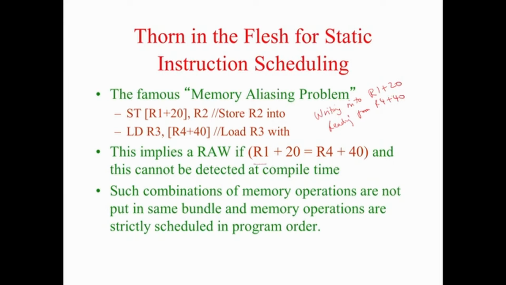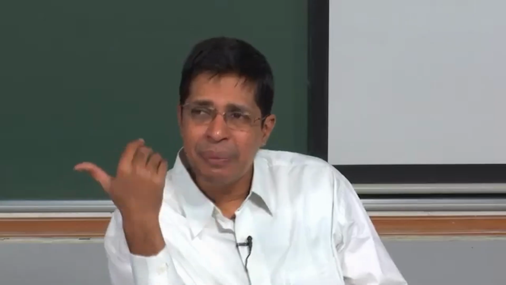For some reason, if R1 plus 20 is equal to R4 plus 40, note that this is a RAW hazard, and this hazard the compiler cannot detect. Why can the compiler not detect it? Because at the time of compilation it does not know the value of R1 and the value of R4, correct. This is going to be dynamically determined.